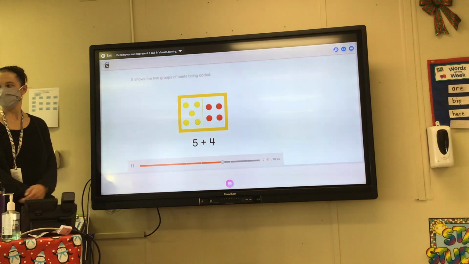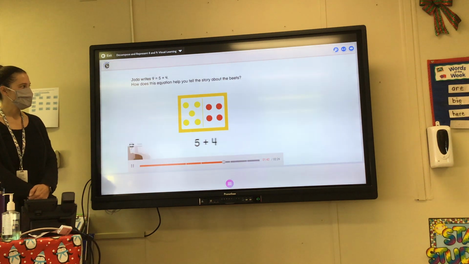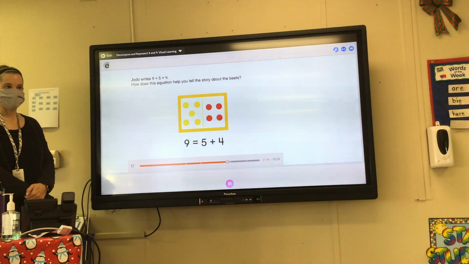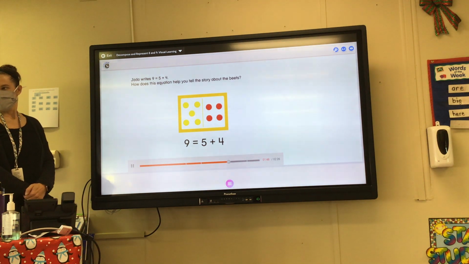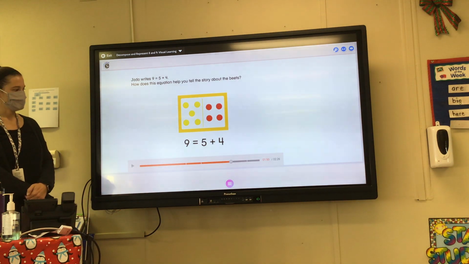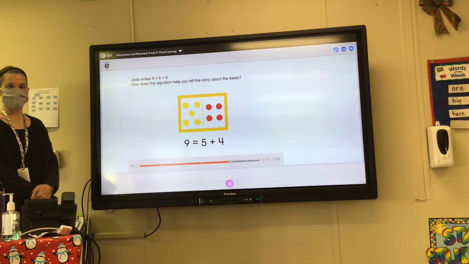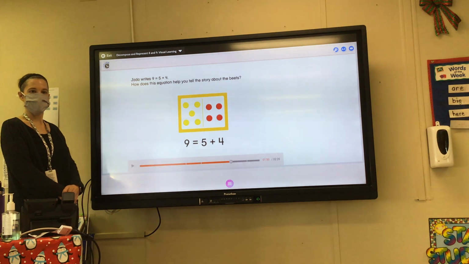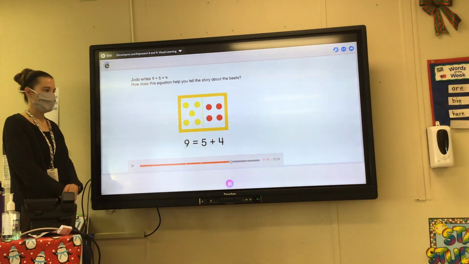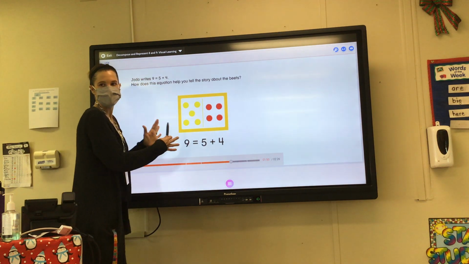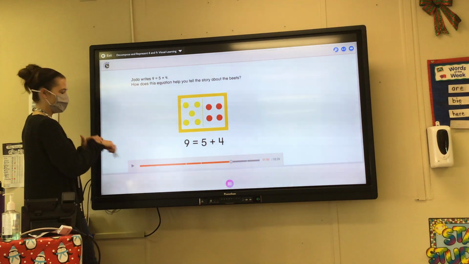Look up here, people. Jada writes 9 equals 5 plus 4. How does this equation help you tell the story about the beets? There's 5 and there's 4. Okay, so we know that when you add 5 plus 4, we know there's a total of how many? 9.